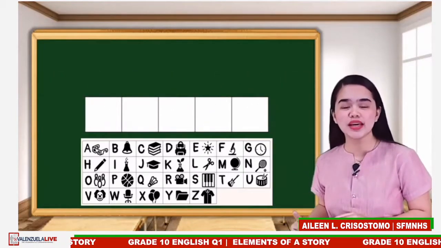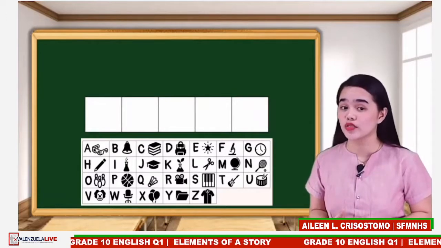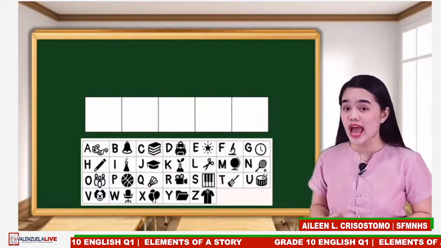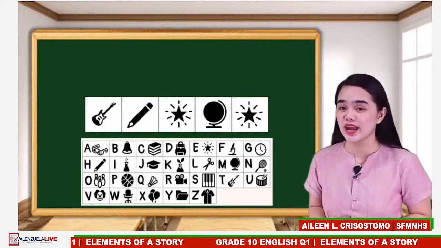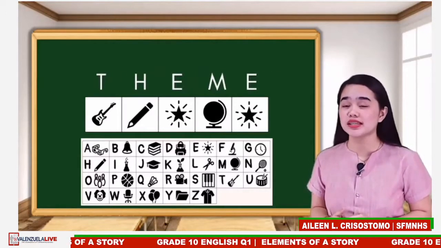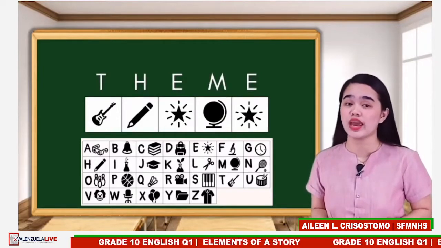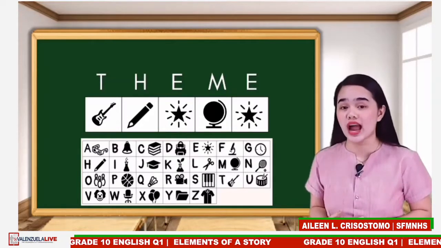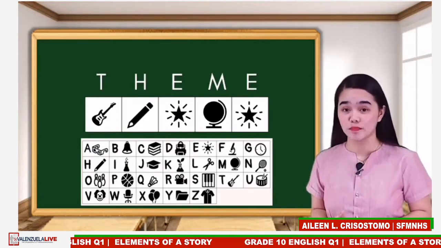This element refers to the underlying message that the writer or author wants to get across. Here are the clues. The answer is theme. Again, sometimes the theme is stated directly, but more often, however, the theme is conveyed indirectly through the characters, events in the story, or literary devices employed by the writer.